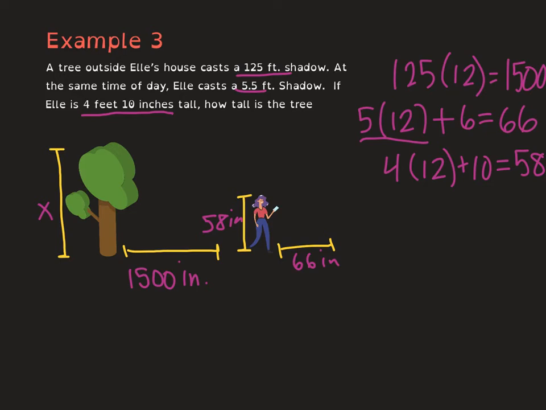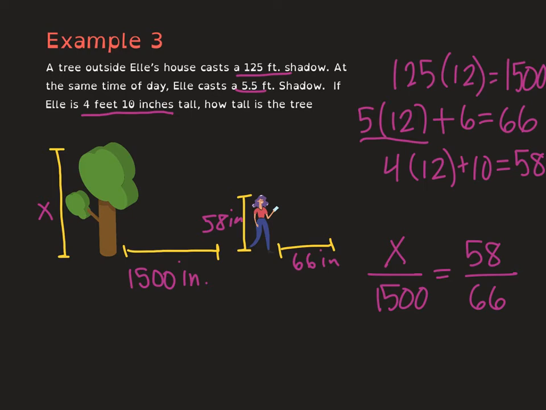Now remember what I told you guys, that I go from left to right for both of them, doing my X, my height over my shadow. All right, so we're going to start with X over 1,500 is equal to 58 over 66. Once again, we are going to cross multiply.